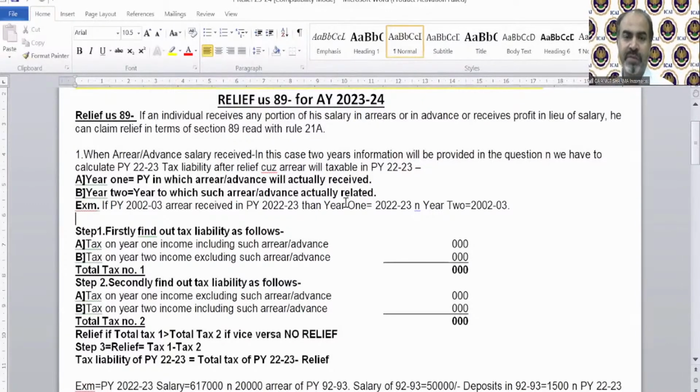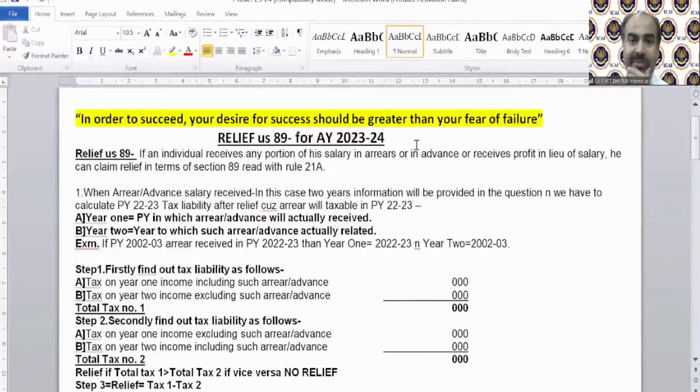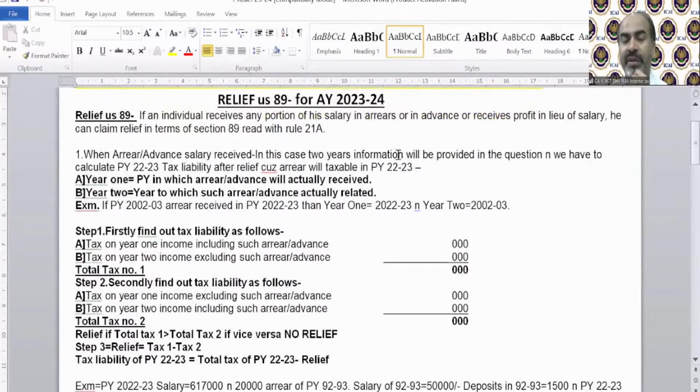Let's read the provision with the example and it will be really easy and very interesting also. So if an individual receives any portion of his salary in arrear or advance. In advance, how it works, I will also explain. After the arrear work, I will explain how it will work in advance, and how it works in gratuity, etc. also. So in advance or receiving profit in lieu of salary, he can claim relief under section 89, read with rule number 21A.